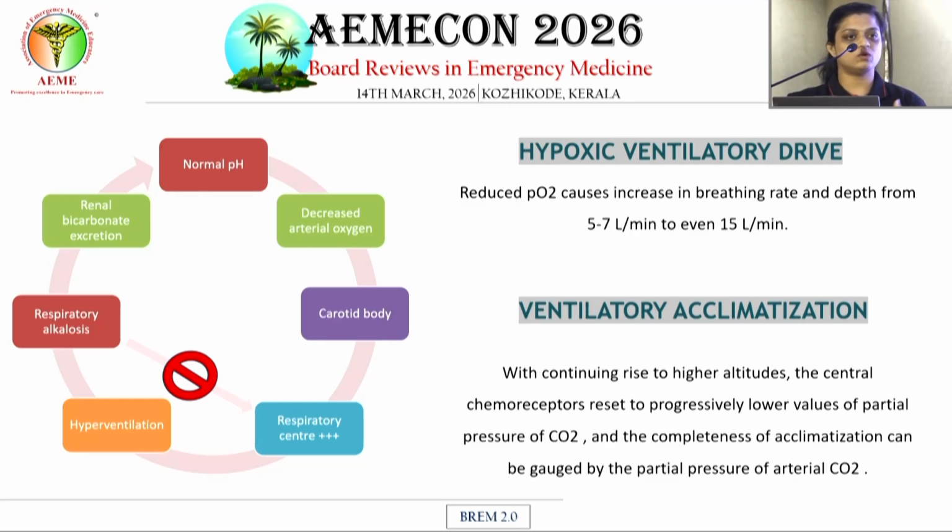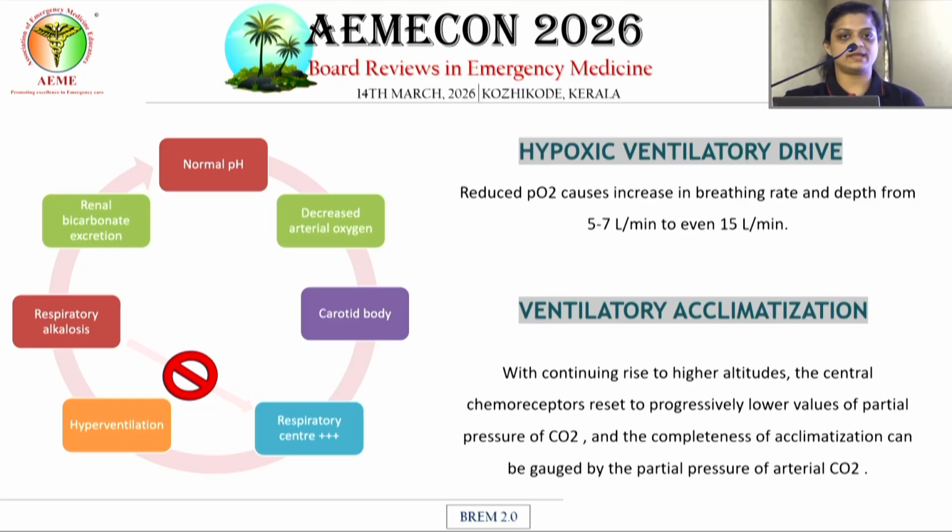So this shouldn't go on like that, right? This alkalosis will act as a brake to the respiratory center. So by 2 to 3 days, renal bicarbonate excretion and the renal mechanisms for optimizing the pH will come in. The main thing is that hypoxic ventilatory drive means that when your oxygen is low, your minute ventilation can rise from a normal of 5 to 7 liters to even 15 liters per minute. If you are inhaling more, more oxygen will be inside. That is the hypoxic ventilatory drive.